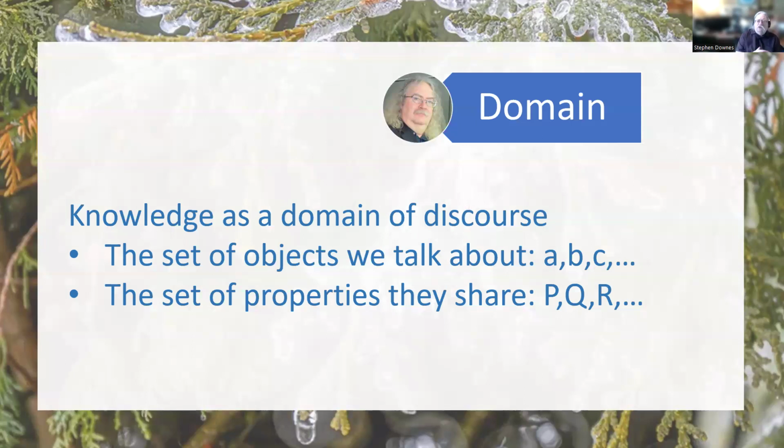And in a domain of discourse, usually we're talking about a set of objects, which I'll call A, B, and C, but they might be this cup, this water bottle, a duck, you know. And then the set of properties they share. It's round, it's square, it's blue, it's annoying, it's bigger than something else, etc. That's the typical way we talk about knowledge.